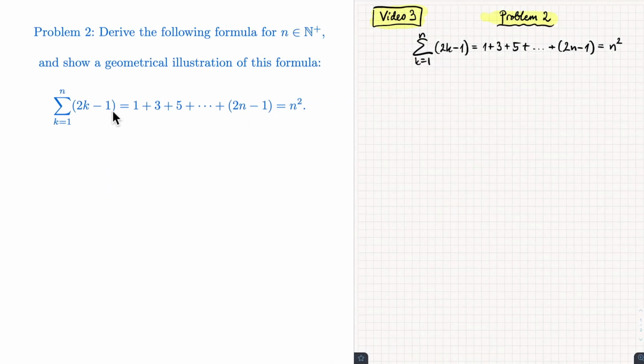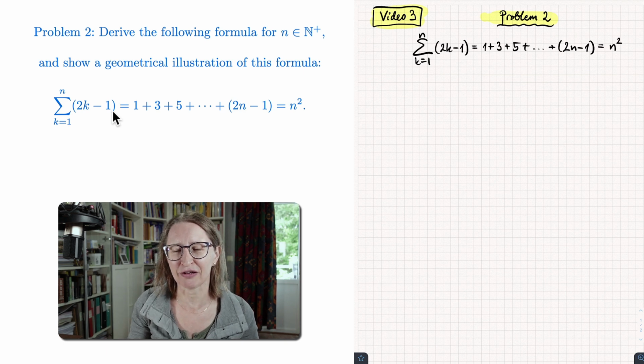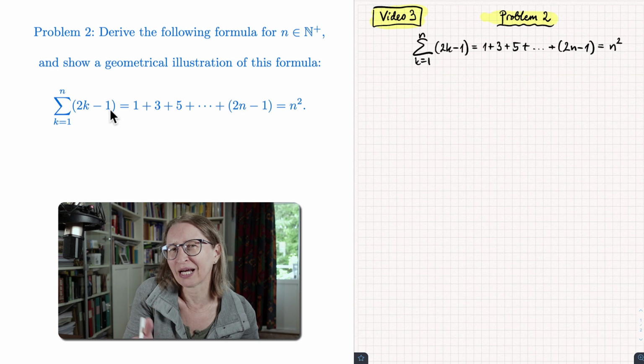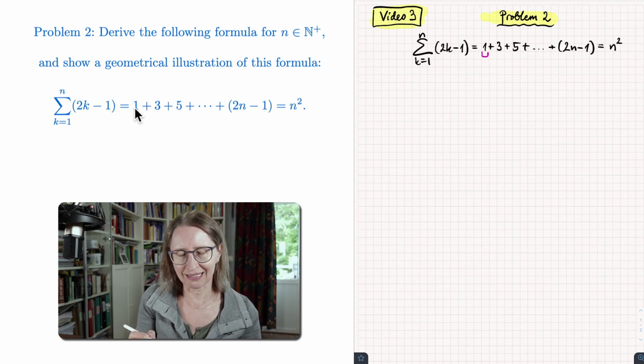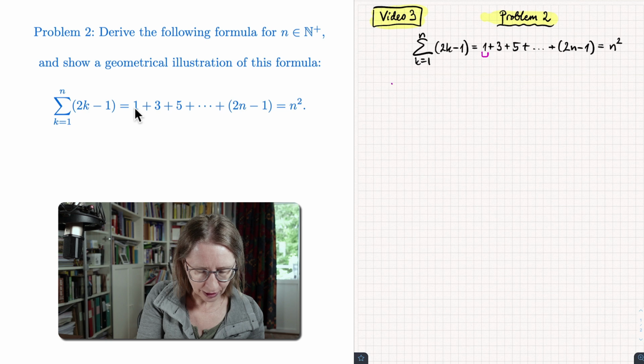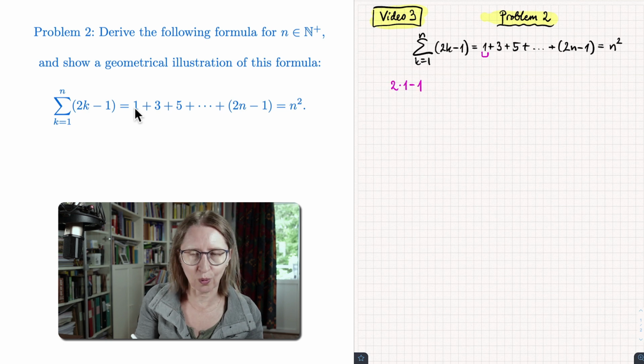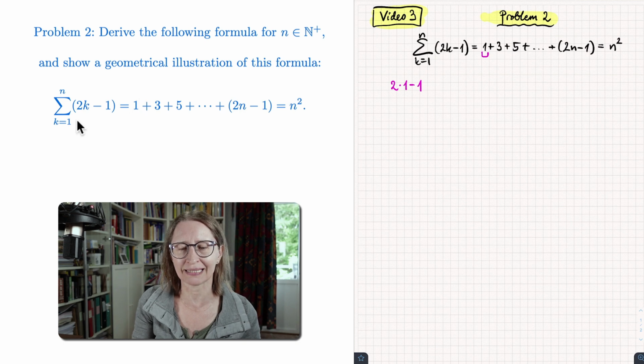So now I will start solving this problem to derive the formula for the sum of odd numbers, and I will at the same time explain how to understand this short notation with the sigma. So first, if I take k equal to 1, then I have to take the number 2 times 1 minus 1, and it will be 2 minus 1. It is simply 1, right? So I will mark it here maybe with this color, and I will write here 2 times 1 minus 1. It is the first number in my sum.